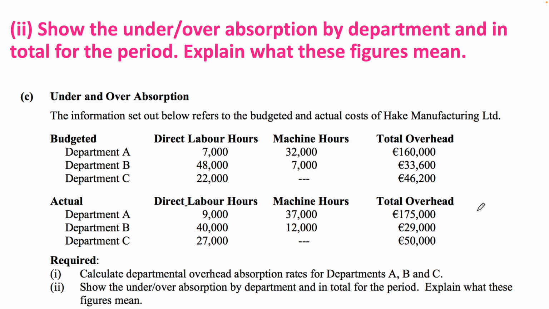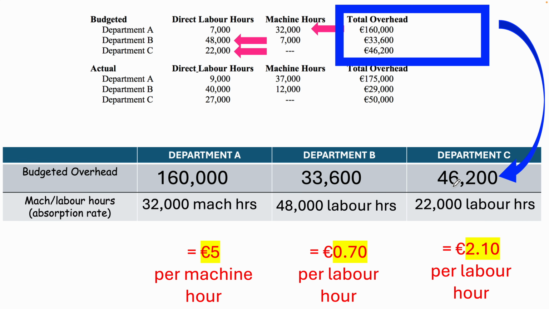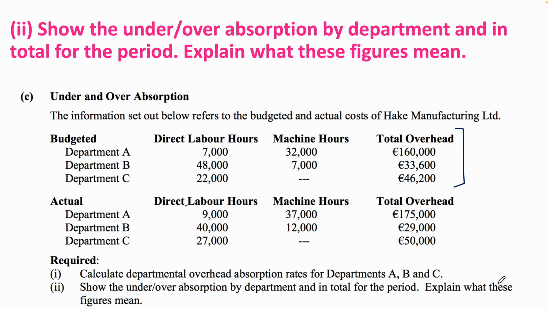Now part 2 asks us to show the over absorption by department and in total for the period and explain what these figures mean. Okay, so we're after looking at what the management accountant thinks each department costs per hour. So €5, 70 cent and €2.10, right? That's what they think it could be run at.